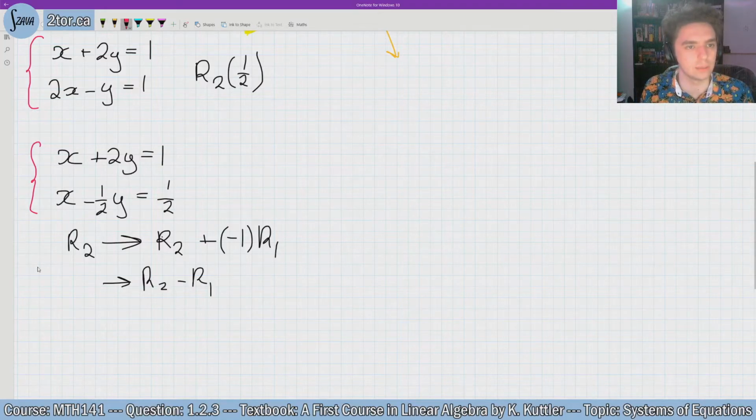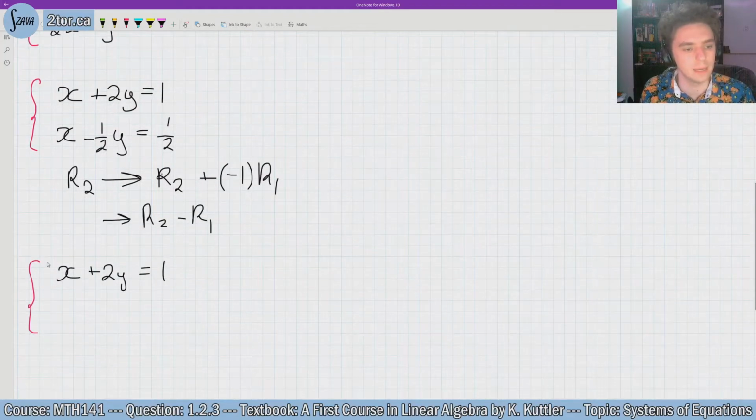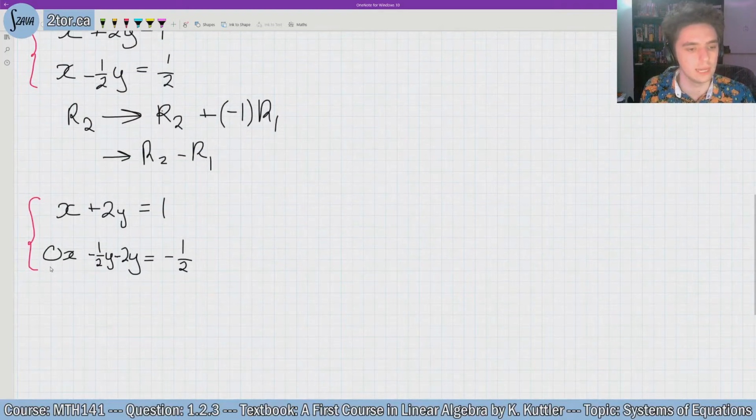Let's write that out so you can see. First equation stays unchanged: x plus 2y equals 1. Second equation: x minus x, that's 0x. Negative 1/2 y minus 2y equals 1/2 minus 1, which is negative a half. Now let's figure out negative 1/2 y minus 2y. Well, 2 is the same thing as 4 over 2. So negative 1/2 minus 4/2 is negative 5/2, or negative 5/2 y.